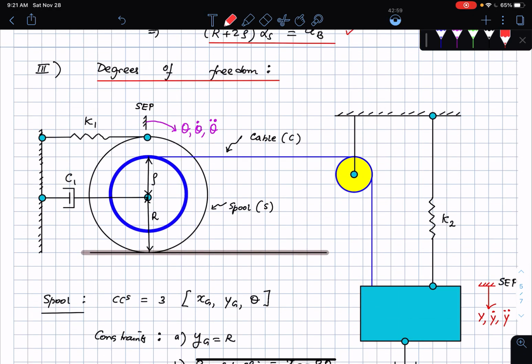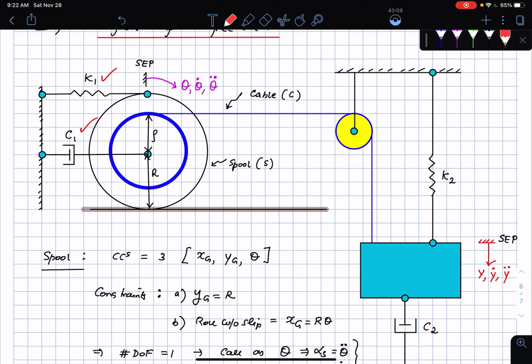Depending on how the positive sign convention is, the spring K1 is going to be stretched, the damping element is going to be stretched, and likewise, depending on the positive sign convention for the block, the spring K2 is going to be stretched and C2 is going to be compressed. So let me draw it that way.